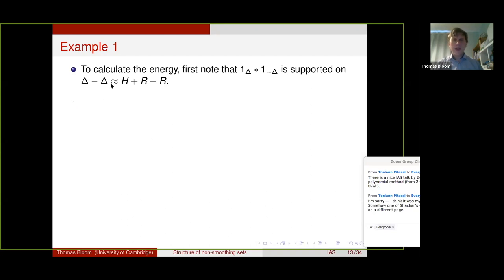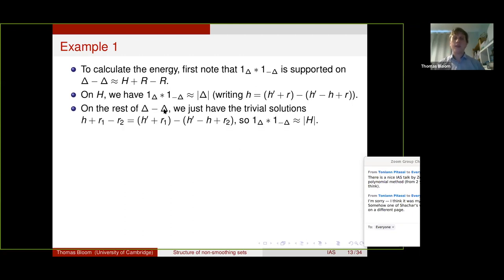So how are we going to calculate the energy of the set? Delta convolved with minus delta is supported on the difference set, delta minus delta, which is roughly H plus R minus R, right? Because H minus H is the same as H, approximately, because H is structured. So on H, which is a subset of delta minus delta, the convolution is very large. It's about the size of delta, in fact, as large as it can be. This comes from the solutions of writing any little h as h prime plus r minus h prime minus h plus r. And because h is structured, again, think of h as being a subgroup, this is also going to lie inside h.